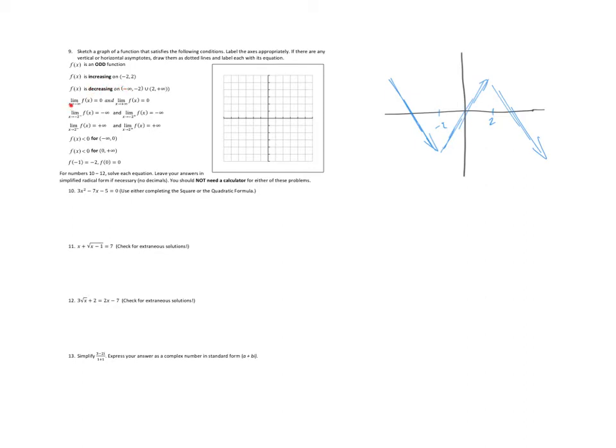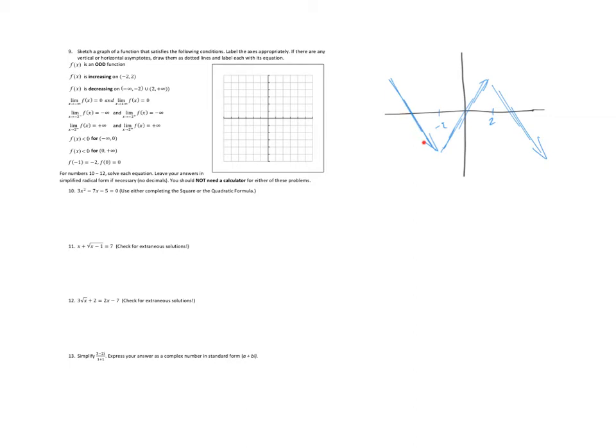This next step, the limit as x approaches negative infinity, so that basically means as you move to the left, our y values are trending towards 0. Okay, so that coupled with this, as x moves to the right toward positive infinity, our y values are trending towards 0. So that means I need to adjust this picture.